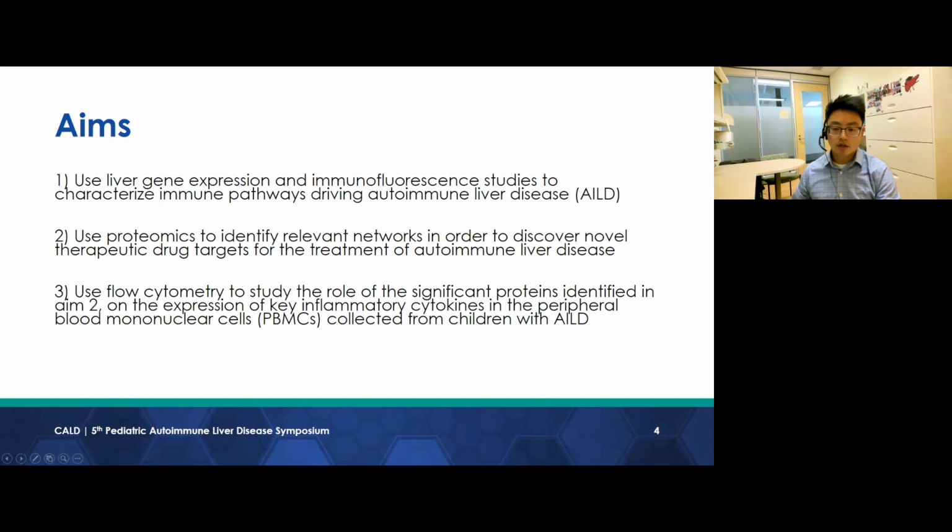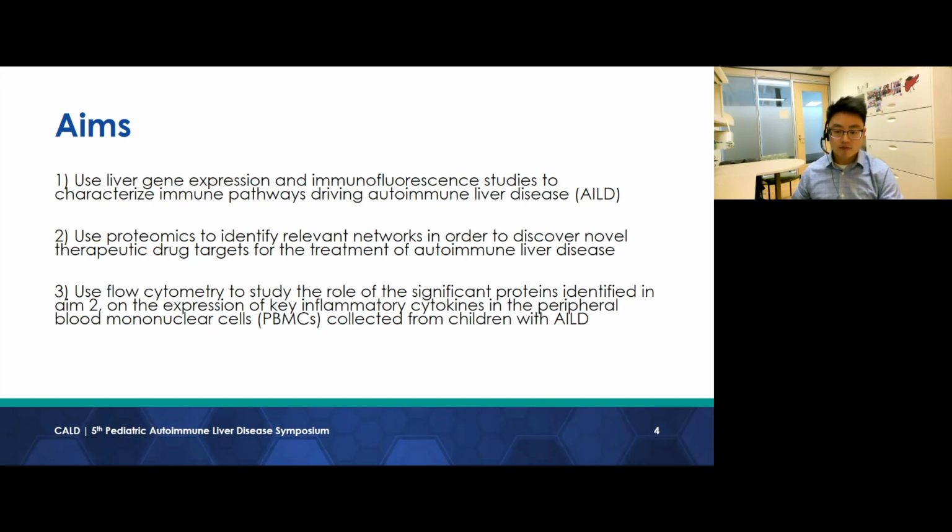We started our study with 3 specific and interrelated aims. Number 1, to use liver gene expression and immunofluorescence studies to characterize immune pathways inside the liver that may be driving pediatric autoimmune liver disease. Number 2, to use proteomics, the study of proteins in the blood, to identify relevant networks in order to discover novel therapeutic drug targets for the treatment of autoimmune liver disease.